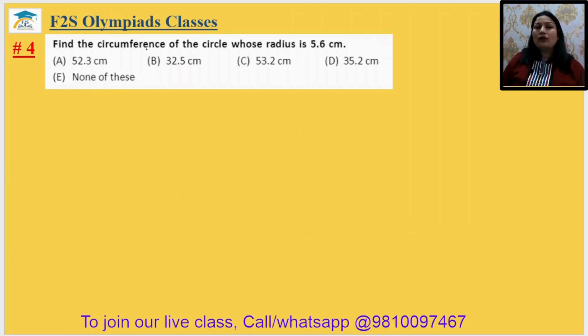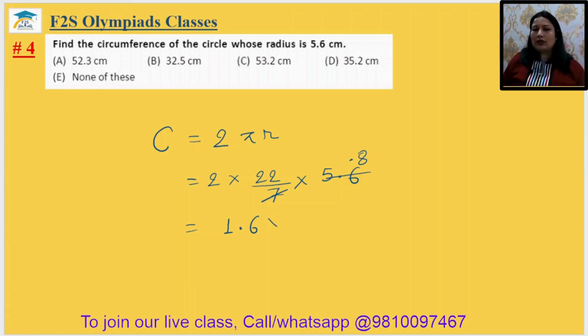Question number 4. Find the circumference of the circle whose radius is 5.6 centimeter. So we know that the circumference of a circle is 2 pi r. Pi's value will be 22 upon 7. Radius is here 5.6. So 7 8s are 56, 0.8. Now 8 2s are 16. 1.6 multiplied by 22. That is your 35.2 centimeter. It is in the option number D. The fourth answer will be option D.